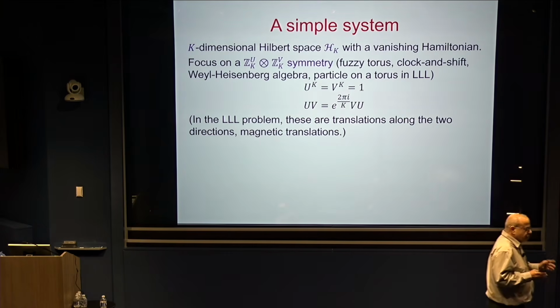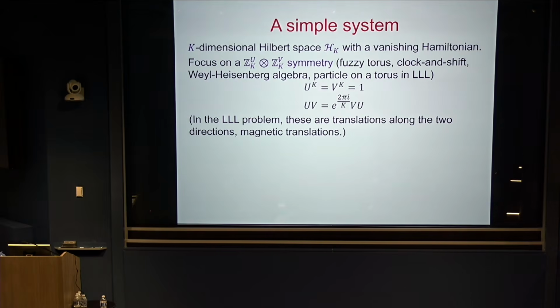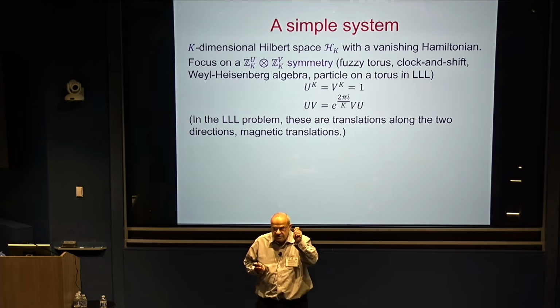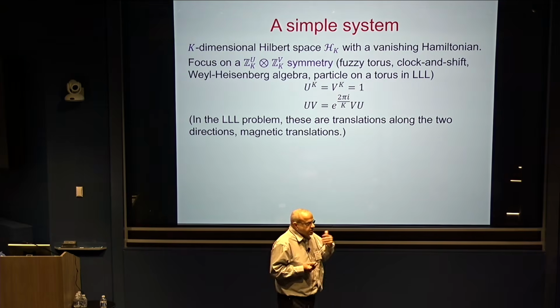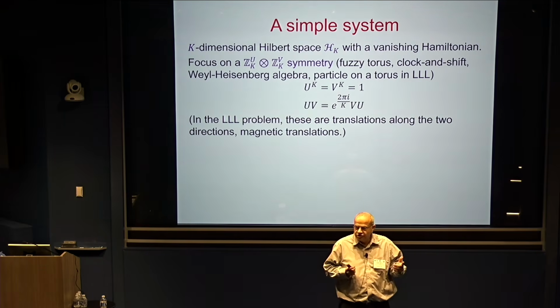And we have a k-dimensional Hilbert space, and we're talking about two symmetries, two Z_k symmetries that act as clock and shift, depending on the way you like to represent them. And this is the algebra. These are the two Z_k's. But you see there's an interesting phase here. And what the phase tells us is that these two Z_k's do not commute. But the symmetry group is still Z_k times Z_k.